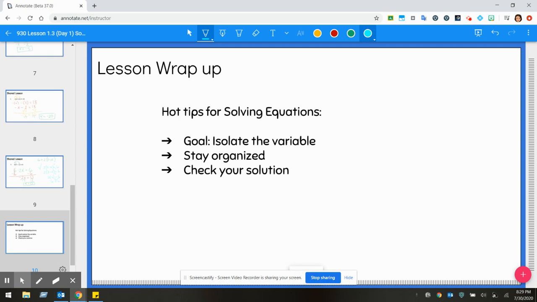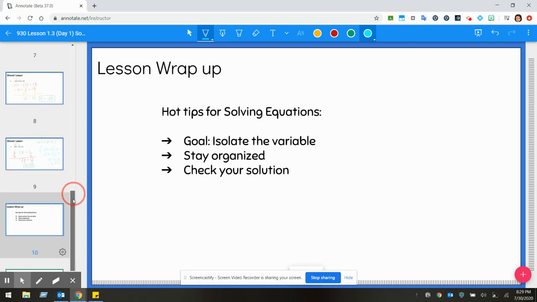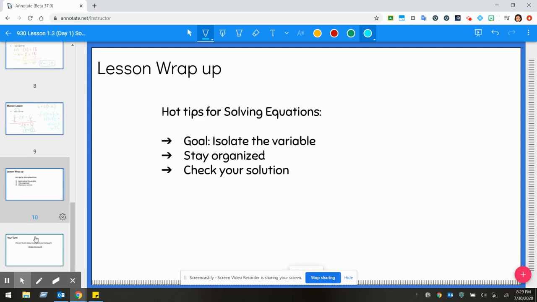So just to kind of wrap up, our goal is to isolate the variable, right? So get our variable by itself. Please try to stay organized. So no more division symbol. We want to use that fraction bar with division. Keep everything underneath the equation step by step, and always go back and check your solution to make sure that you solved the problem correctly.